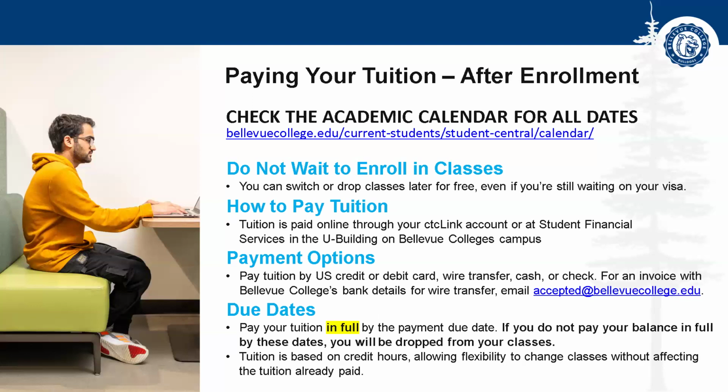You can pay online using a credit or debit card, or you can pay by wire transfer. If you would like to pay by wire transfer, please make sure to email us ie@bellevuecollege.edu or accepted@bellevuecollege.edu to get an invoice with the bank details for the wire transfer. We do recommend paying your tuition early, as it is very important.